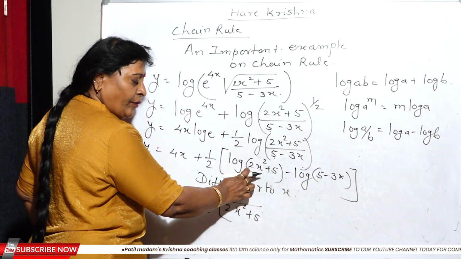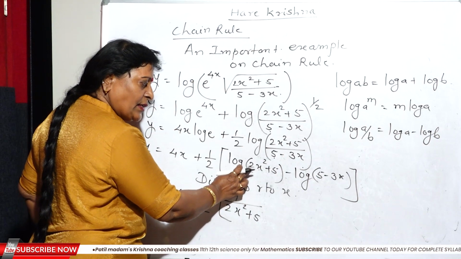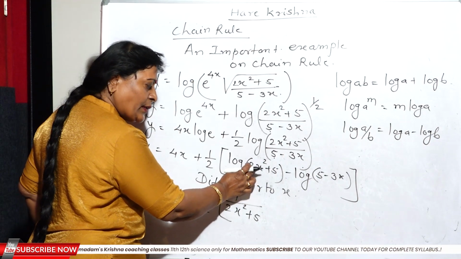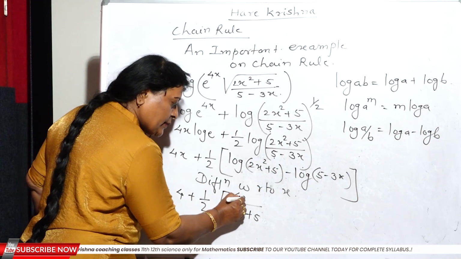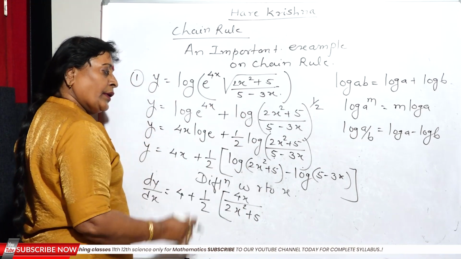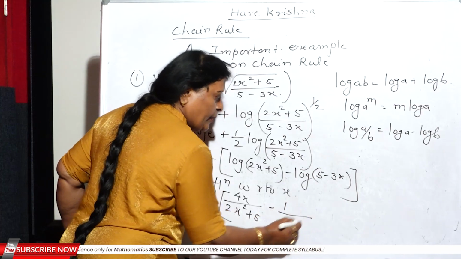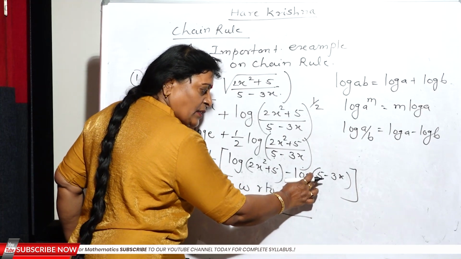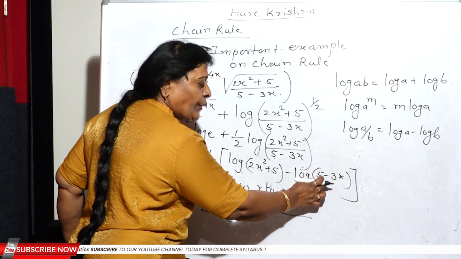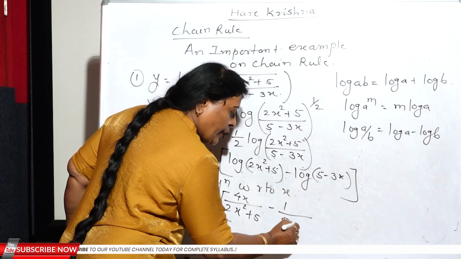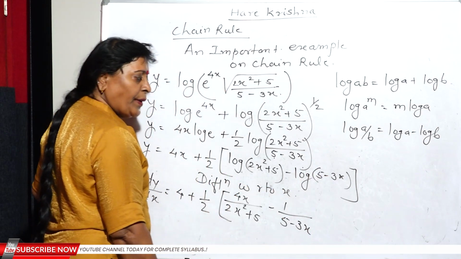And what is the derivative of 2x square? 2 remains as it is. X square's derivative is 2x, so here you have got 4x. And the derivative of 5 is always equal to 0 because this is a constant function. Again, for log u's derivative, 5 minus 3x you have to substitute as u. Log u's derivative is 1 by u, 1 upon 5 minus 3x.